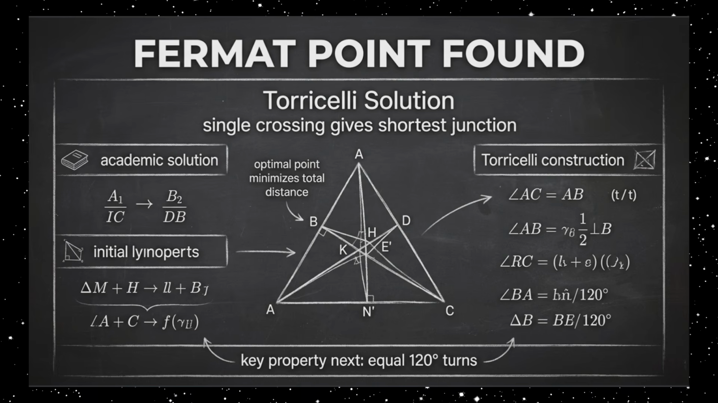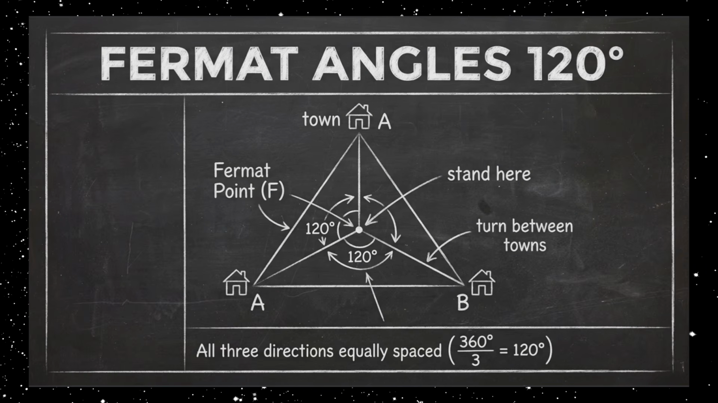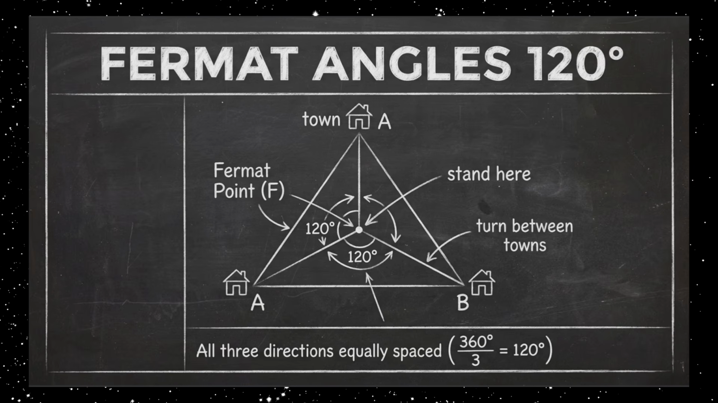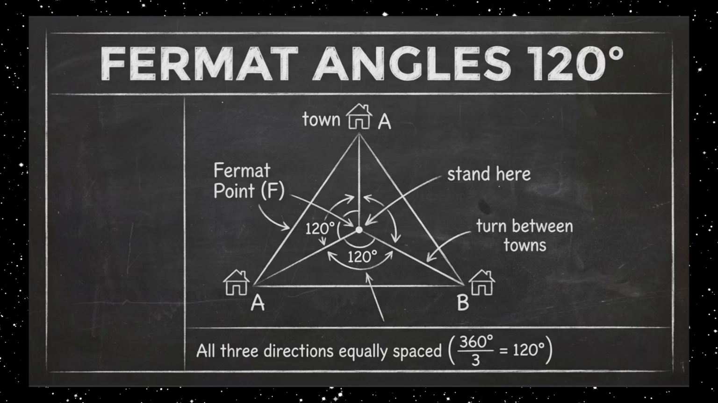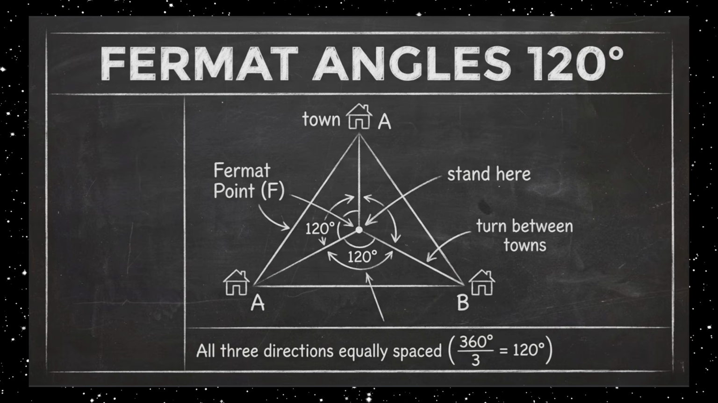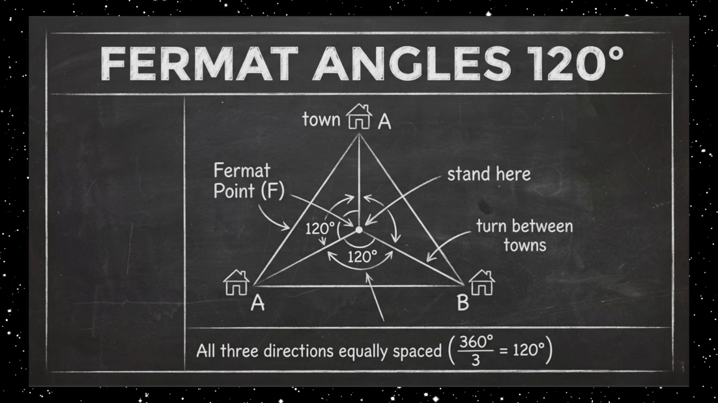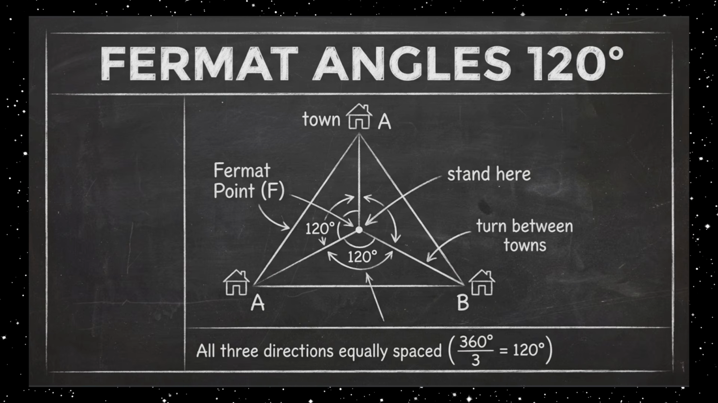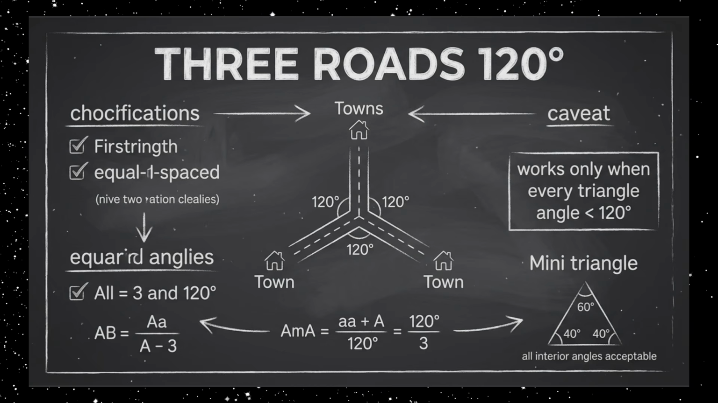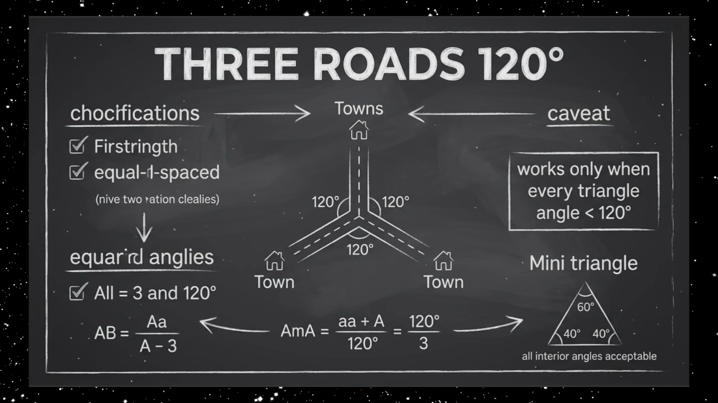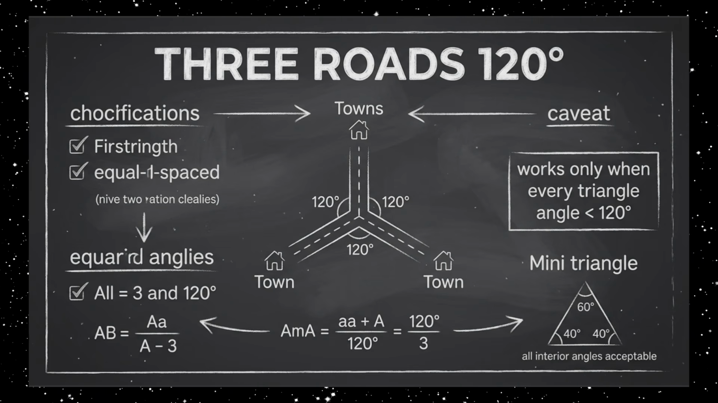And here's the key property of that point. If you stand at the Fermat point, as it's now called, and look toward Town A, then turn to look at Town B, the angle between those 2 directions is exactly 120 degrees. Turn from B to C, another 120 degrees. From C back to A, another 120 degrees. 3 roads, radiating from a single point, equally spaced at 120 degrees.